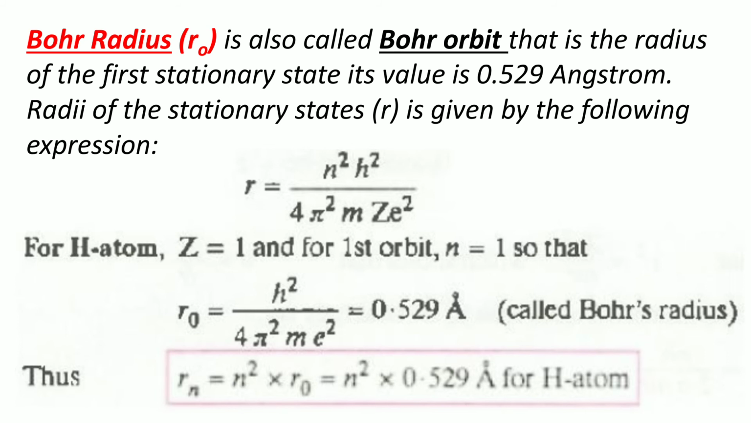So it depends on the principal quantum number, or the electron present in the higher energy shell, and it also depends upon the value of Z, which depends upon the type of atom. For hydrogen it is 1, for helium it is 2, for sodium it is 11. So this value depends upon the position of the atom in the periodic table and its atomic number.